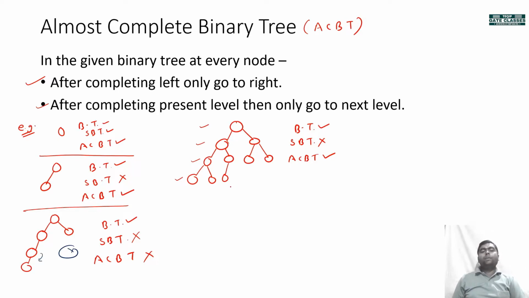And we are following both the conditions: after completing left we are going to right, and after completing the existing level completely, we are moving to the next level. I hope that this is clear to you. So this is what an almost complete binary tree is. Now next, after almost, what is the other possibility? Remove the word almost, so the complete binary tree.